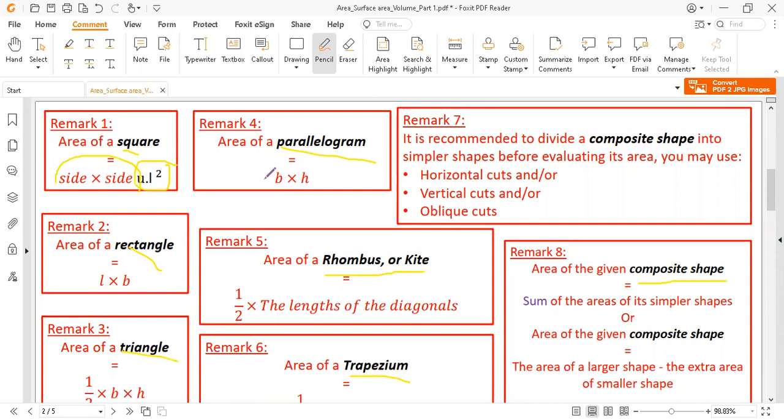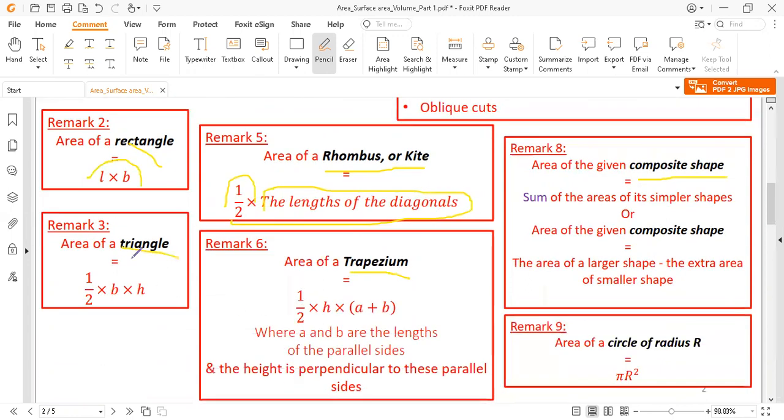The parallelogram is base by height. Rectangle, length by breadth. Rhombus is 1/2 by the lengths of the diagonals. And the triangle is half of the base by the height. And the trapezium is half by the height by the sum of the lengths of the parallel sides. And if we have a composite shape, normally we can sum the areas of its simpler shapes.